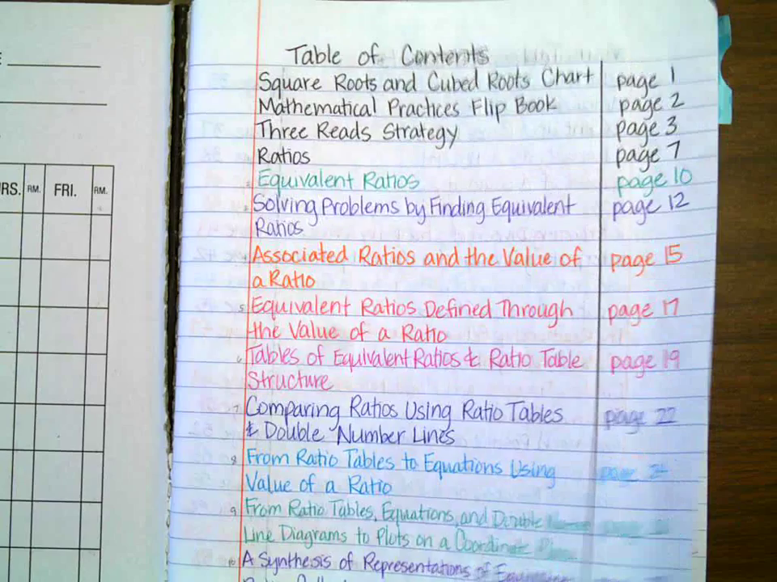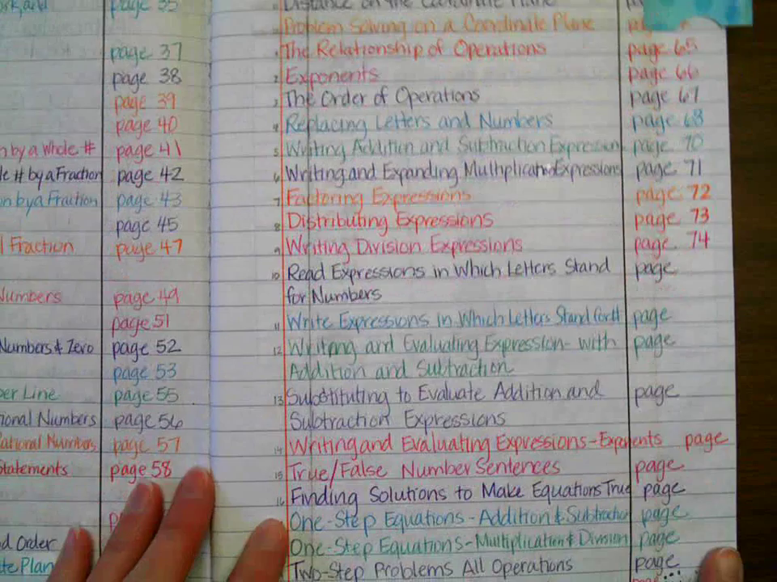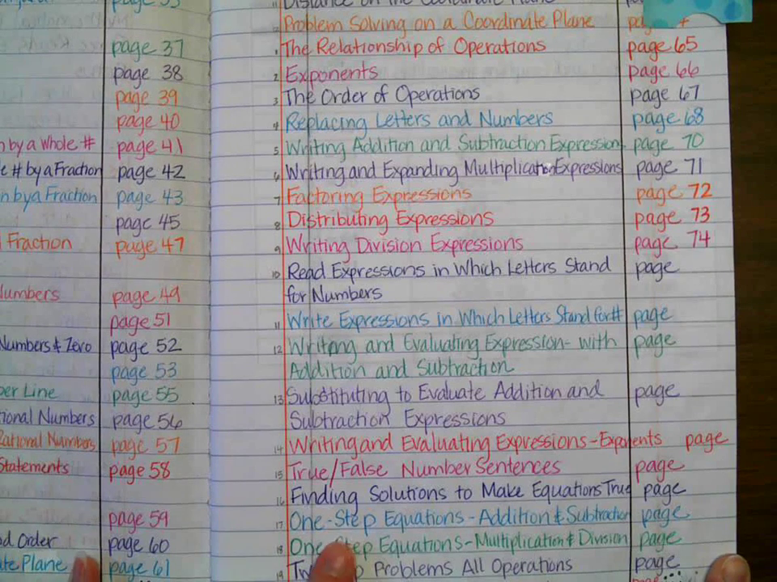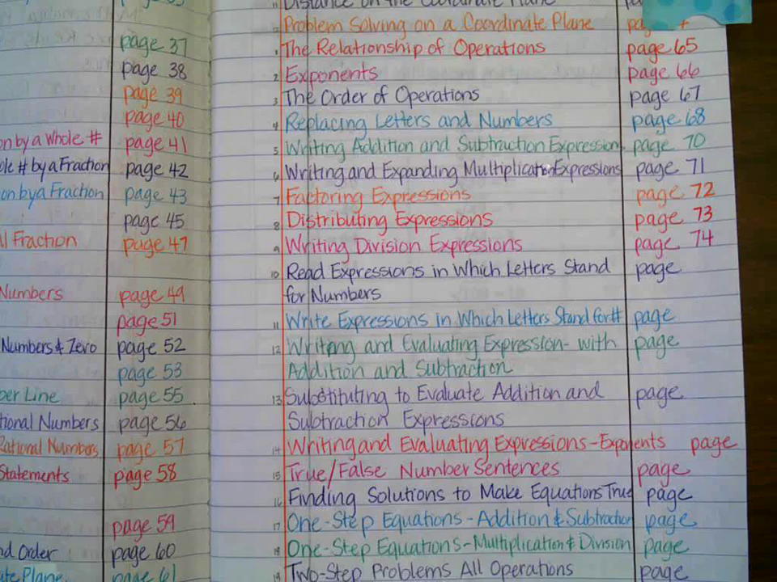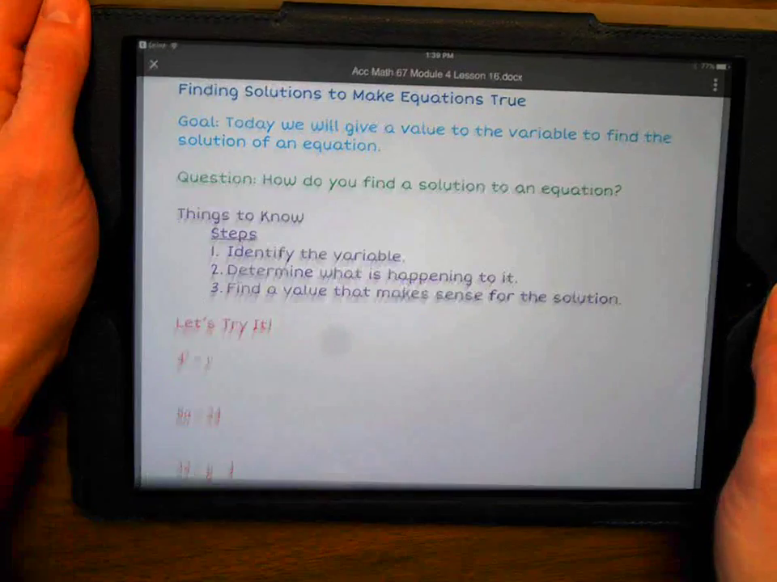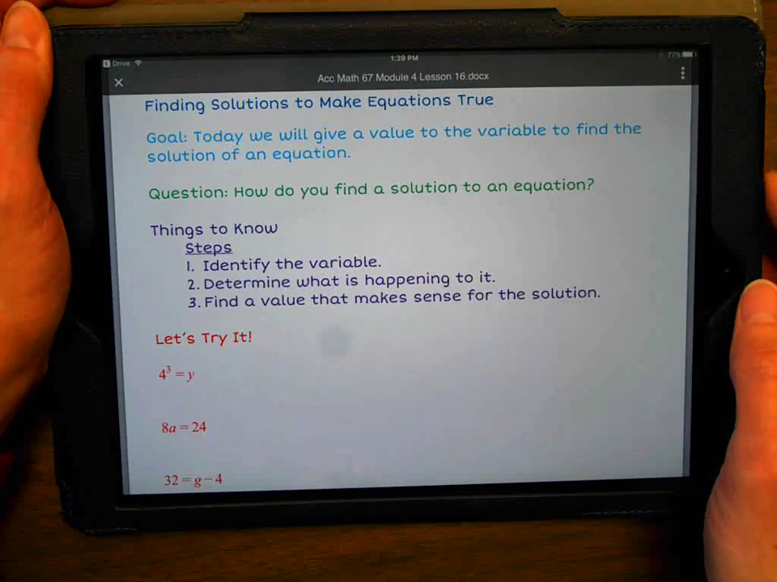We are in Module 4, and now we are starting Lesson 16. Lesson 16 is called Finding Solutions to Make Equations True. So here we are with our iPad, and let's get that focused for you. Finding Solutions to Make Equations True.